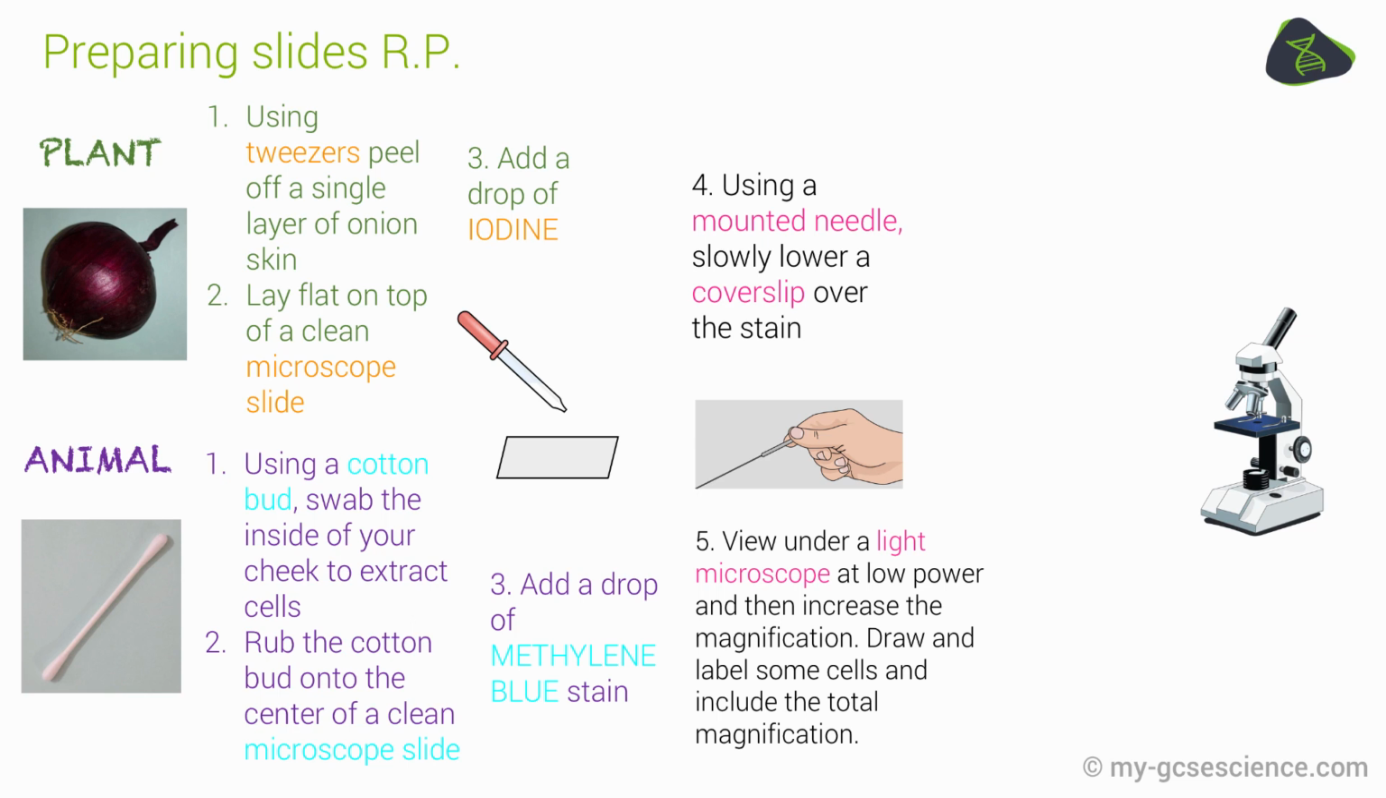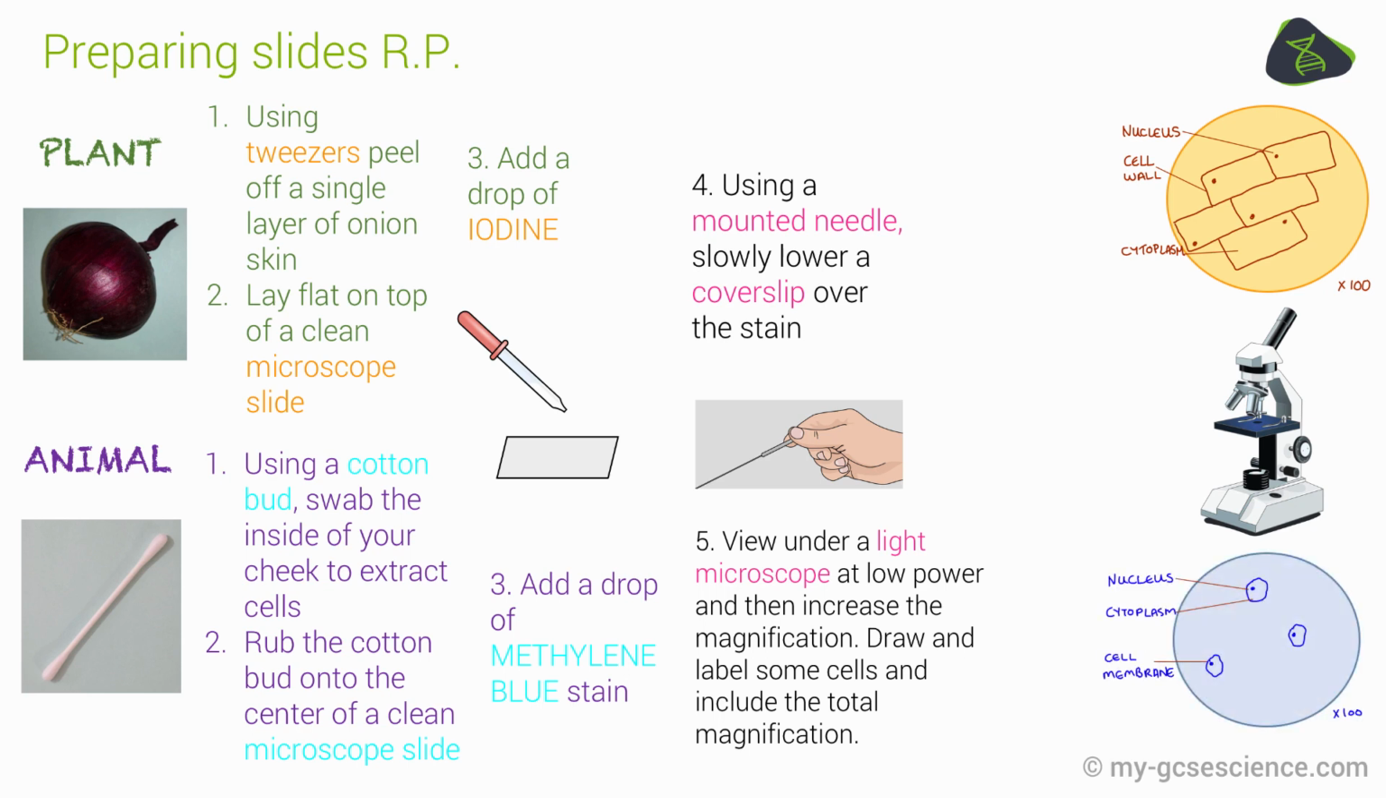So if you're looking at the plant cells from the onion skin, you may see something and draw something that looks like this. Here the nucleus, the cell wall and the cytoplasm are labelled. With the animal cell, from the cheek cell swab, you may see something that looks like this. Here the cell membrane, the cytoplasm and the nucleus are labelled.